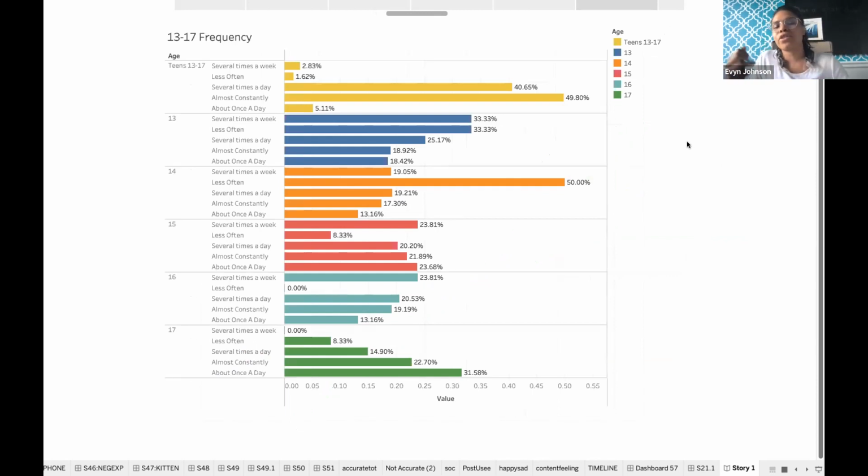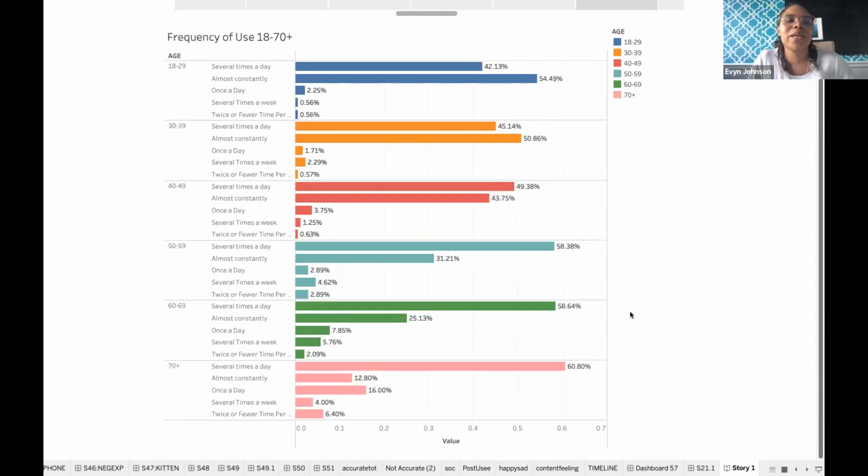And another really interesting fact that I found was how frequently we're using social media. So you can see here that almost all of the teens 13 through 17 are using social media either almost constantly or several times a day, with the exception of 14-year-olds who use it less often. 50% of them use it less often. So I guess 14-year-olds are over social media. I don't know what that means about the future, but I just found that to be an interesting outlier.